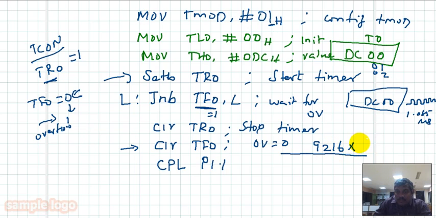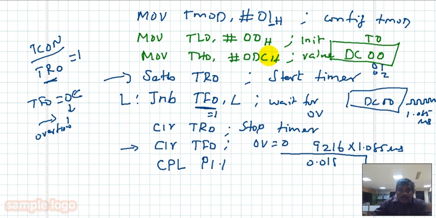The duration of one clock is 1.085 microsecond. So 9 to 16 times 1.085 microsecond will be a 0.01 second delay. And again, if you write the instruction complement, then the 1 becomes 0.